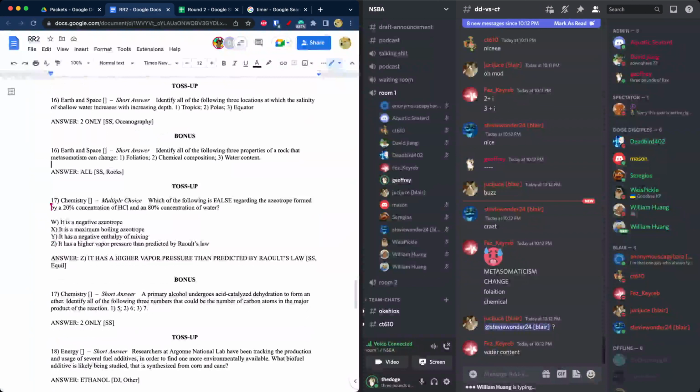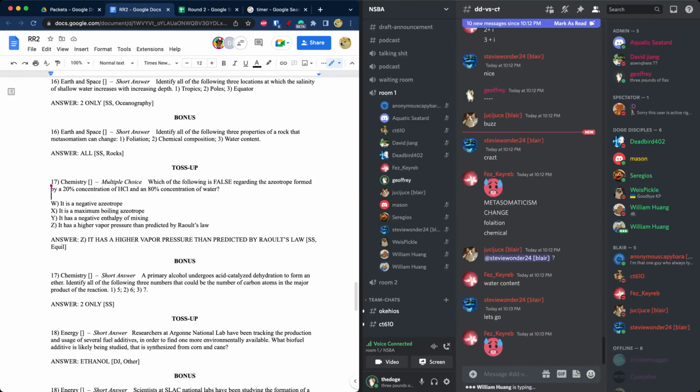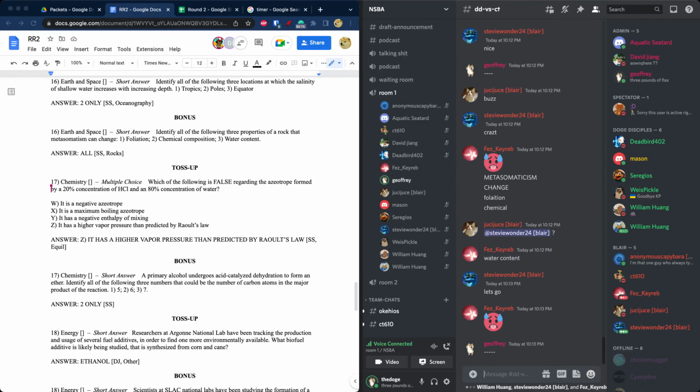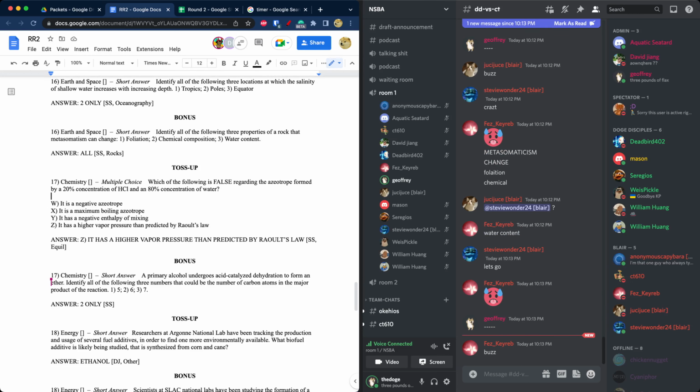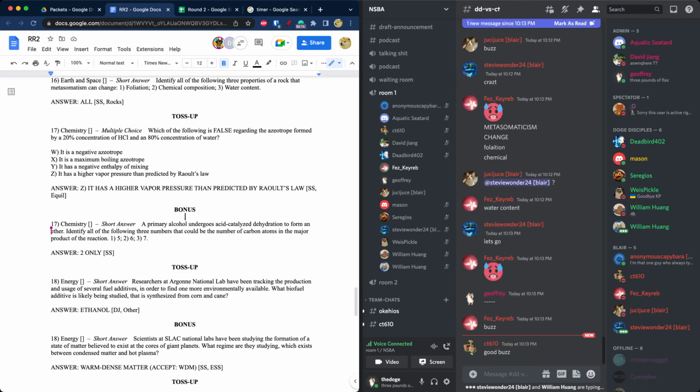Toss up chemistry multiple choice. Which of the following is false regarding the azeotrope formed by a 20% concentration of HCl and an 80% concentration of water? W. It is a negative azeotrope. X. It is a maximum boiling azeotrope. Y. It has a negative enthalpy of mixing. Z. Z is correct.